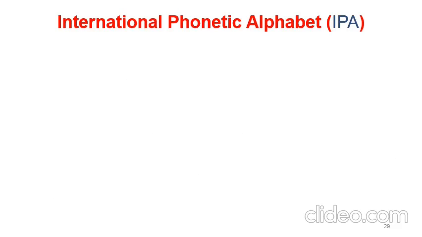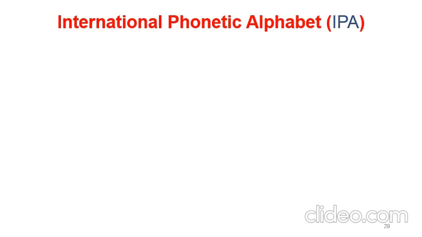What we need then is an international phonetic alphabet. This was created or designed by the International Phonetic Association so that every single vowel sound or consonant sound, every single phoneme, has one symbol only. And every symbol represents a single sound. The International Phonetic Alphabet, the IPA, applies to all world languages.